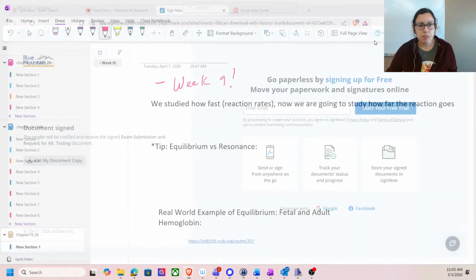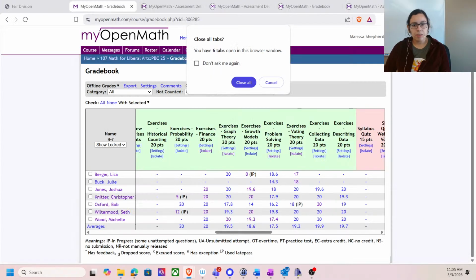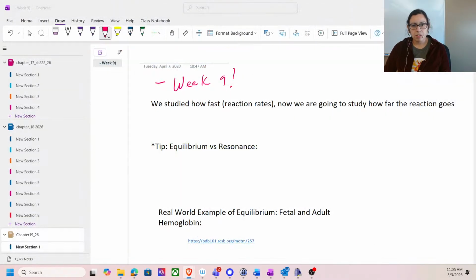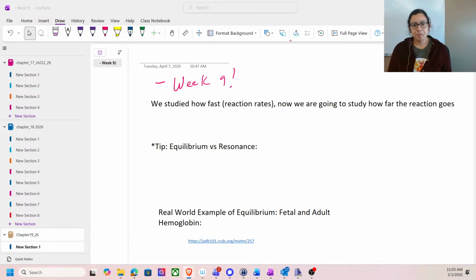Sorry, still trying to restart my computer a little. I'm trying to close all my tabs. I'm sorry. All right, trying to restart that.